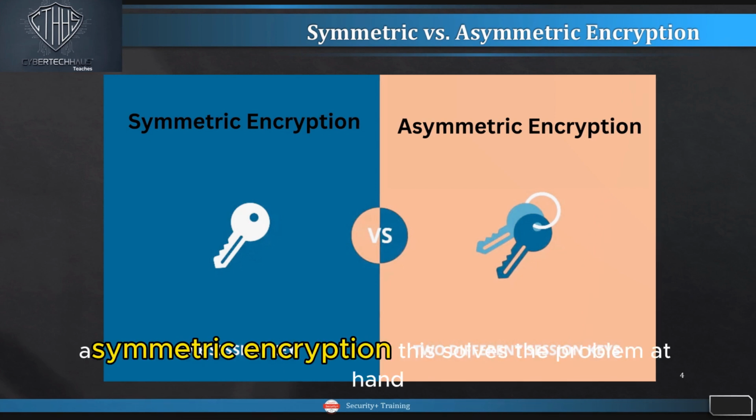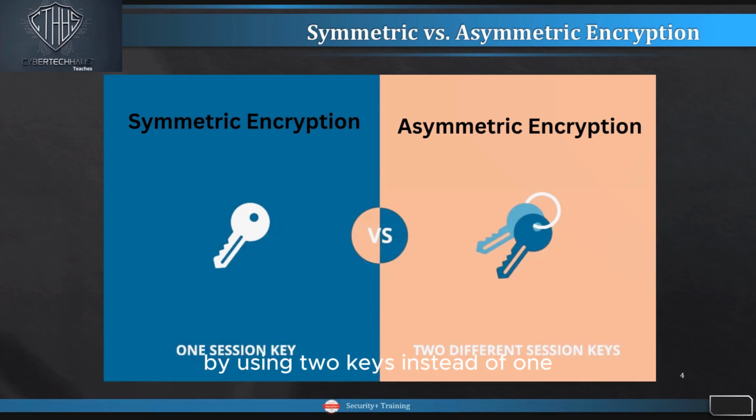Asymmetric encryption. This solves the problem at hand by using two keys instead of one. It's like having a mailbox with two slots, one for sending mail and one for receiving mail. Everyone has their own mailbox with their name on it. The sending slot is like their public key. Anyone can use it to send the message. But the receiving slot is like their private key. Only they have the key to open it and read the messages.